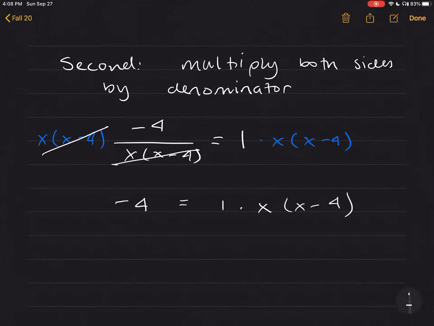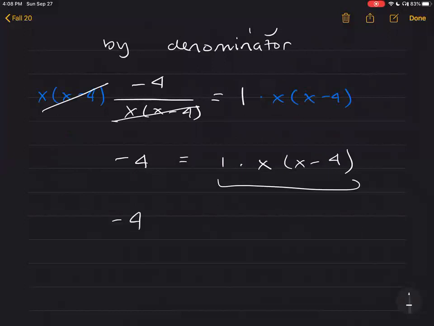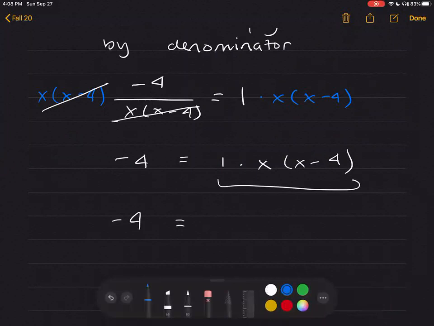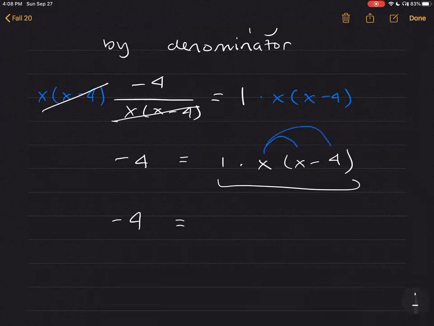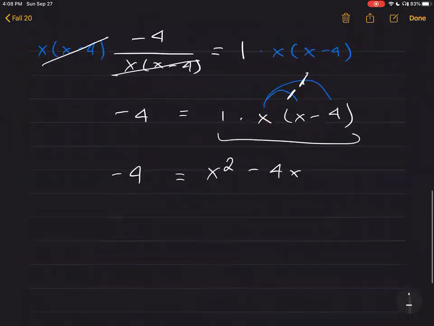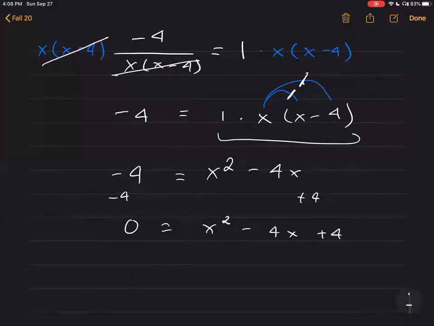And then what we're going to do is simplify this and solve the quadratic, right? So we get negative 4 equals, and then the 1 can kind of just go away, and then we distribute this x in. We get x squared from this first one minus 4x from this second one. And then we're going to make everything equal to 0 so that we can factor. So then if we add 4 to both sides, we get 0 equals x squared minus 4x plus 4.